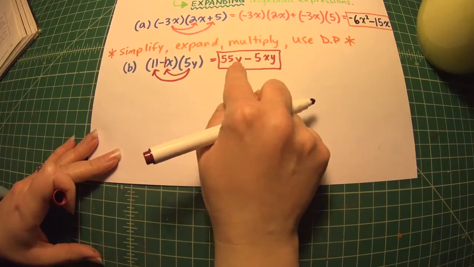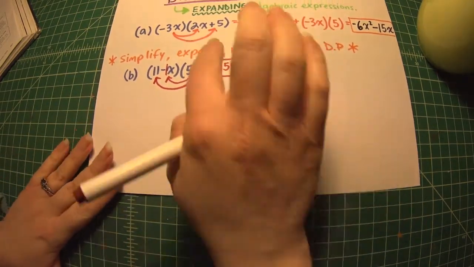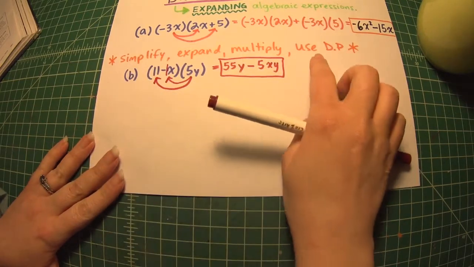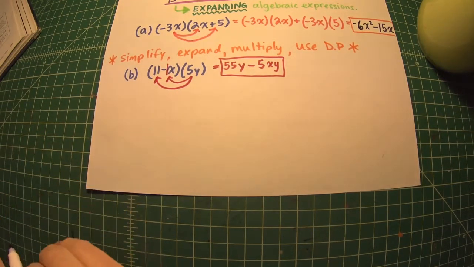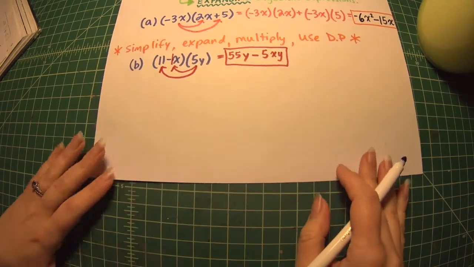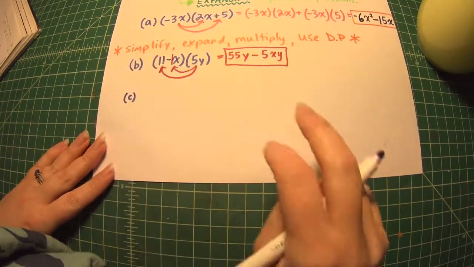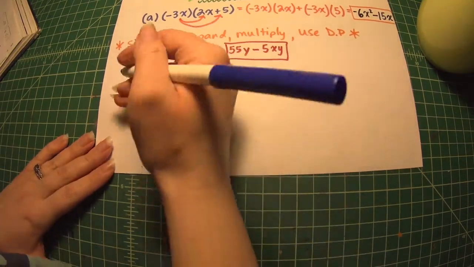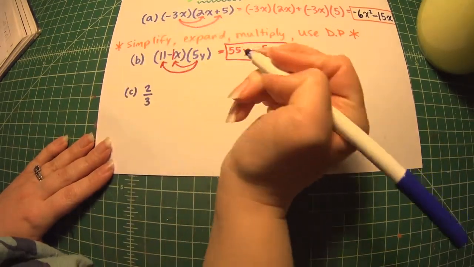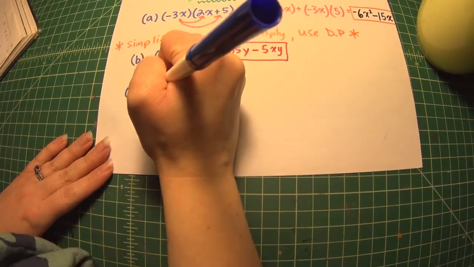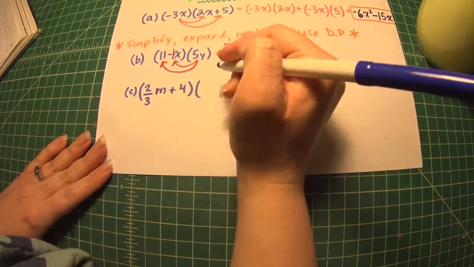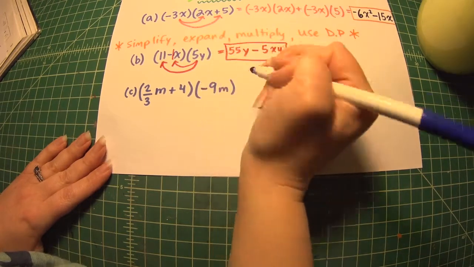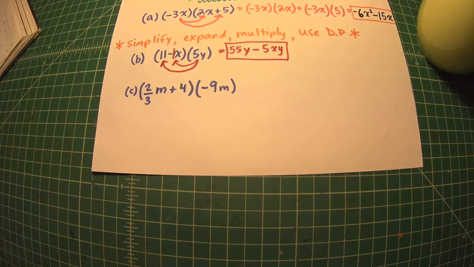And I've undone that multiplication and taken it into a single polynomial. So that's the whole point of expanding or simplifying or using distributive property. That's what they're asking you to do. Okay, so now I'm going to do an example that has fractions in it, because this is where it always gets a little bit trickier for students. So in this example, I have 2 over 3m plus 4 times negative 9m. So really, it's just the same steps.